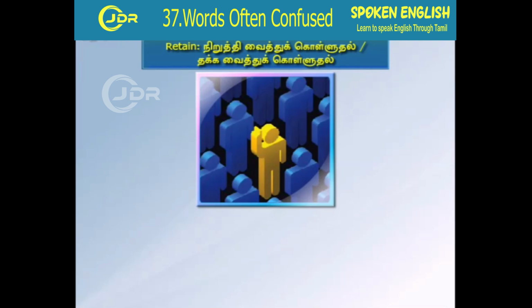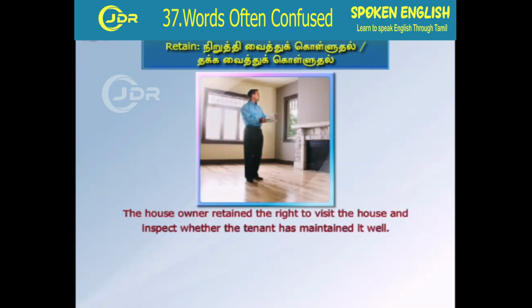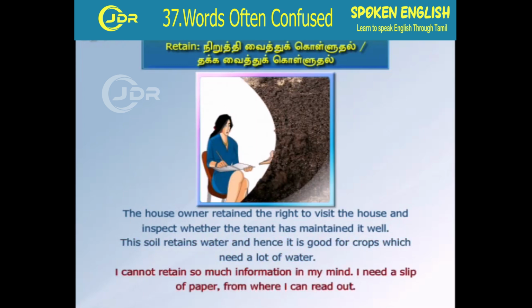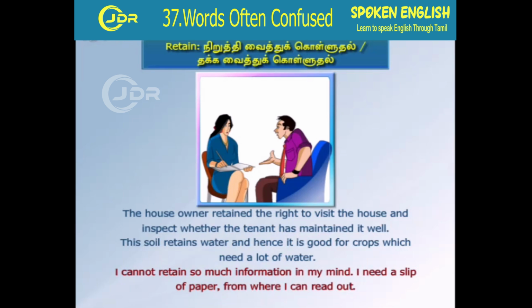Retain. The house owner retained the right to visit the house and inspect whether the tenant has maintained it well. This soil retains water and hence it is good for crops, which need a lot of water. I cannot retain so much information in my mind. I need a slip of paper from where I can read out.